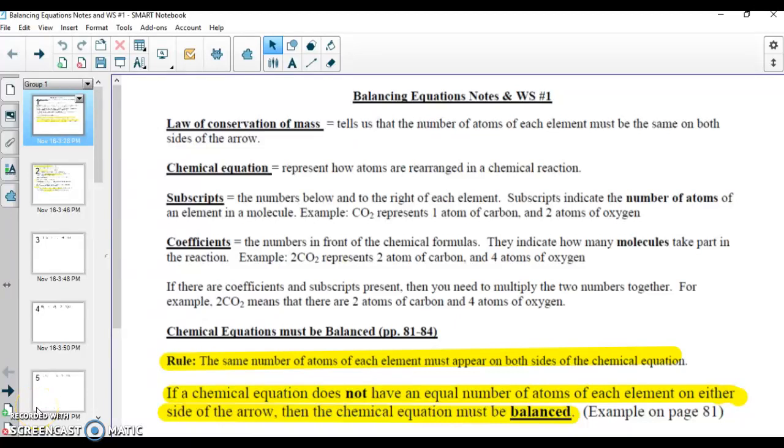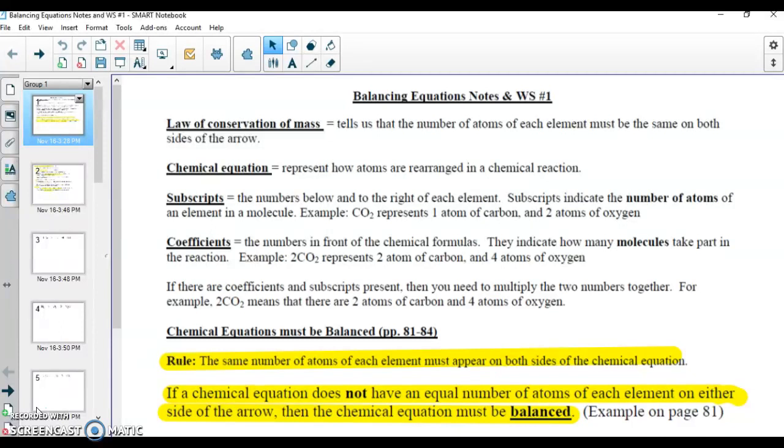Hi everybody, this is Mr. Packard. We've been talking about the law of conservation of mass. We looked at glow sticks, we looked at two labs yesterday and a video of a lab, and now we're going to apply this to chemical equations, and we're going to be looking at what we call balancing equations.